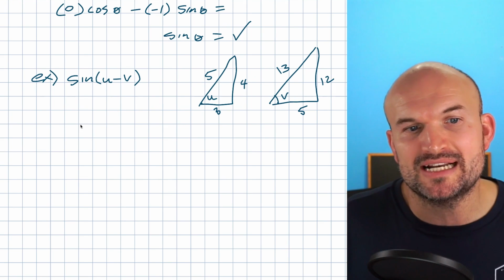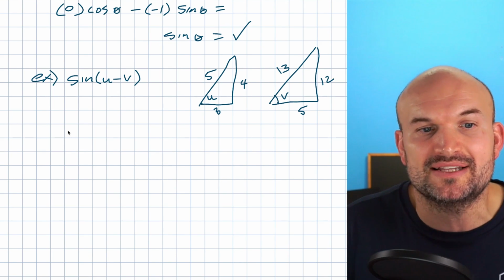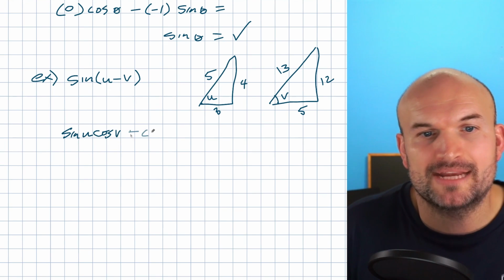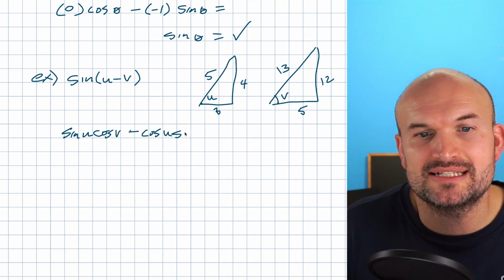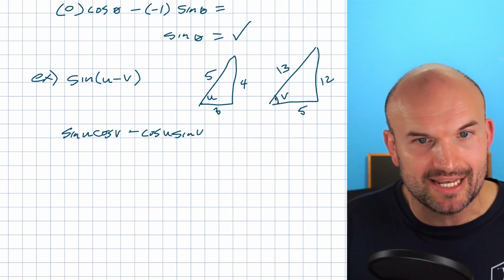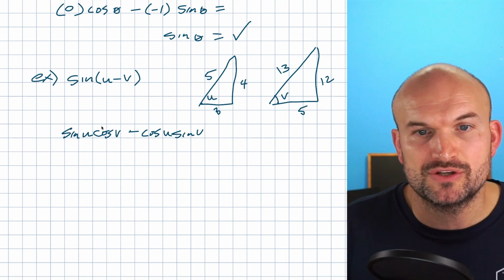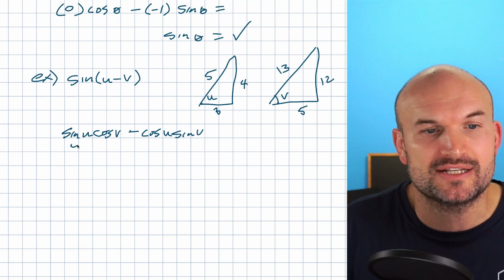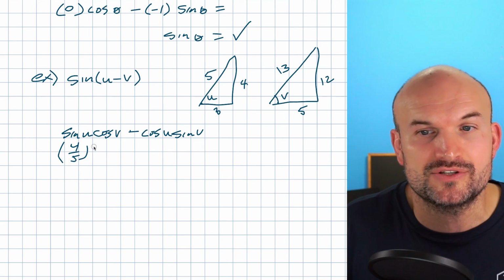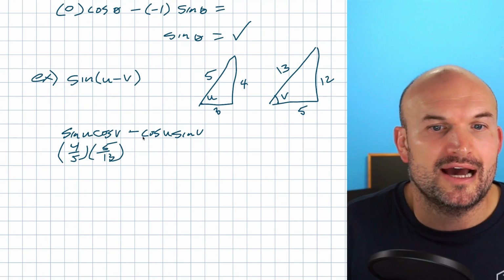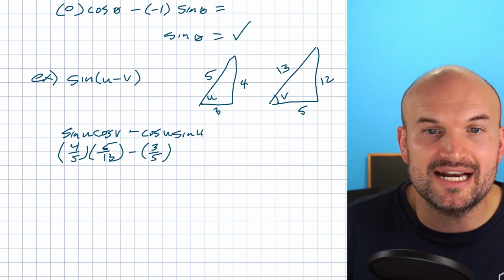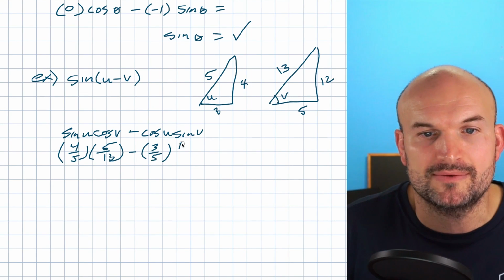So if I have sine of U minus V, again, just write out the formula based on the difference of these two angles. So that's going to be sine of U times the cosine of V minus cosine of U times sine of V. Now I'm just going to look at each triangle. And again, this is all relative to our angle, and I just apply the ratios that I have. So the sine of U, remember, that's opposite over hypotenuse. So that's going to be 4/5. Cosine of V, remember, that's adjacent over hypotenuse. So that's going to be 5/13. And then cosine of U, adjacent over hypotenuse, that's going to be negative 3/5. And then sine of V, which is going to be 12/13.